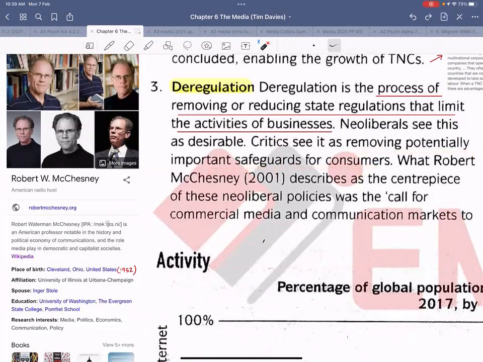What Robert McChesney in 2001 describes as the centerpiece of these neoliberal policies was the call for commercial media and communication markets to be deregulated. Now the question arises, I'm sure everyone would agree: when we talk about any business growing, how do businesses grow? By helping them improve their sales. To be able to improve their sales, it's pretty essential that you seek help by marketing your product, right? And you could possibly market your product through the involvement of the media. And you see how media is stepping in, right?